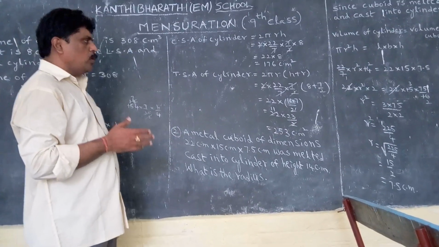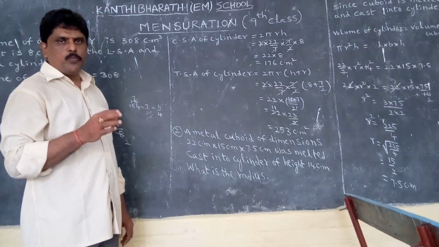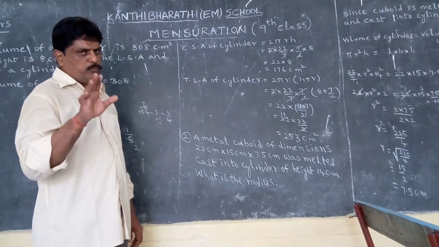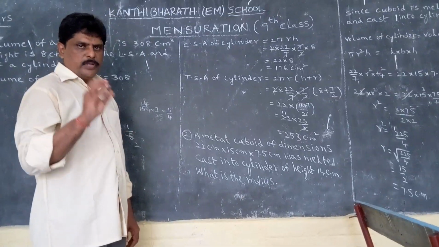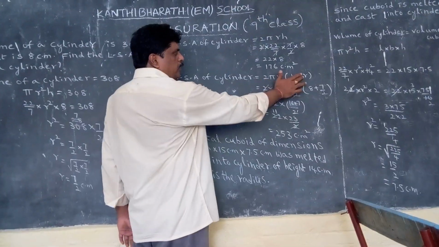Then you have to find the total surface area of a cylinder. We already know that the total surface area of the cylinder is 2 pi r into h plus r. Yesterday I gave you the 4 formulas. You have to read them and do this. 2 pi r into, what is the total surface of a cylinder? 2 pi r into h plus r.